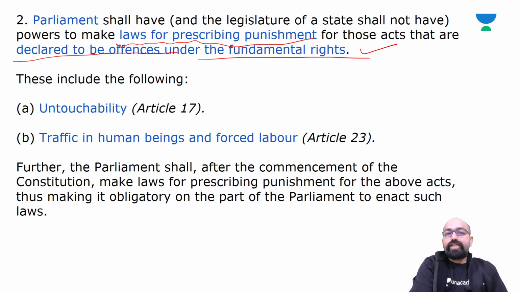Now, Parliament shall have, the legislature of a state shall not have. So the Parliament shall have powers to make laws for prescribing punishment for those acts that are declared to be offences under the fundamental rights, which includes untouchability described in Article 17 and traffic in human beings and forced labor mentioned in Article 23. The Parliament shall, after the commencement of the Constitution, make laws for prescribing punishment for the above acts, thus making it obligatory on the part of the Parliament to enact such laws.